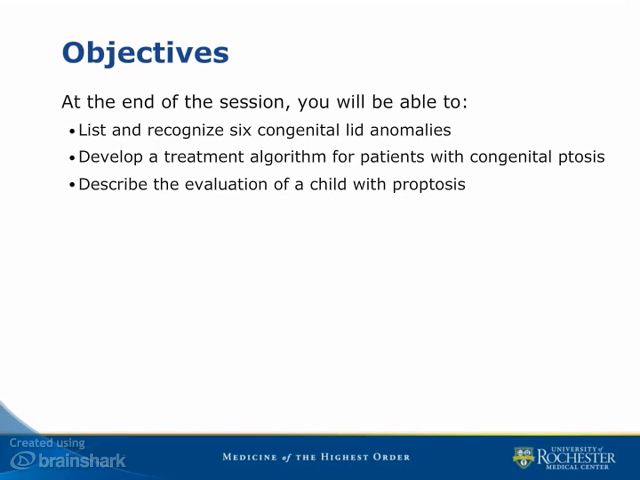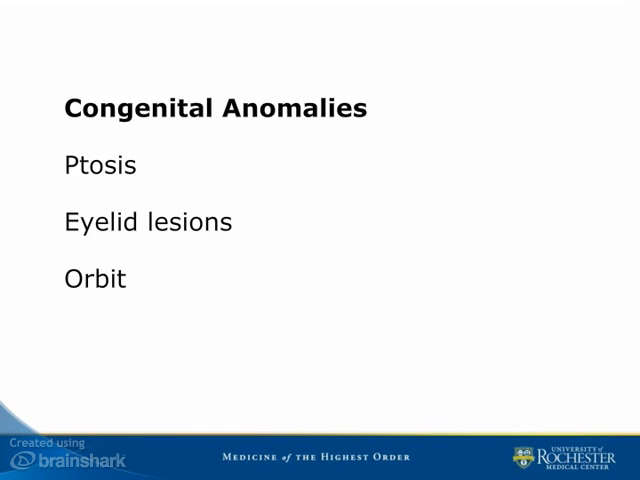There's almost 60 slides, but the three big areas I want you to concentrate on by the end of the session: you should be able to list and recognize 6 congenital lid anomalies, and we'll go through those. Develop a treatment algorithm for patients with congenital ptosis, and then describe the evaluation of a child with proptosis. So I'm breaking this talk into 4 sections: congenital anomalies, ptosis, eyelid lesions, and orbit.